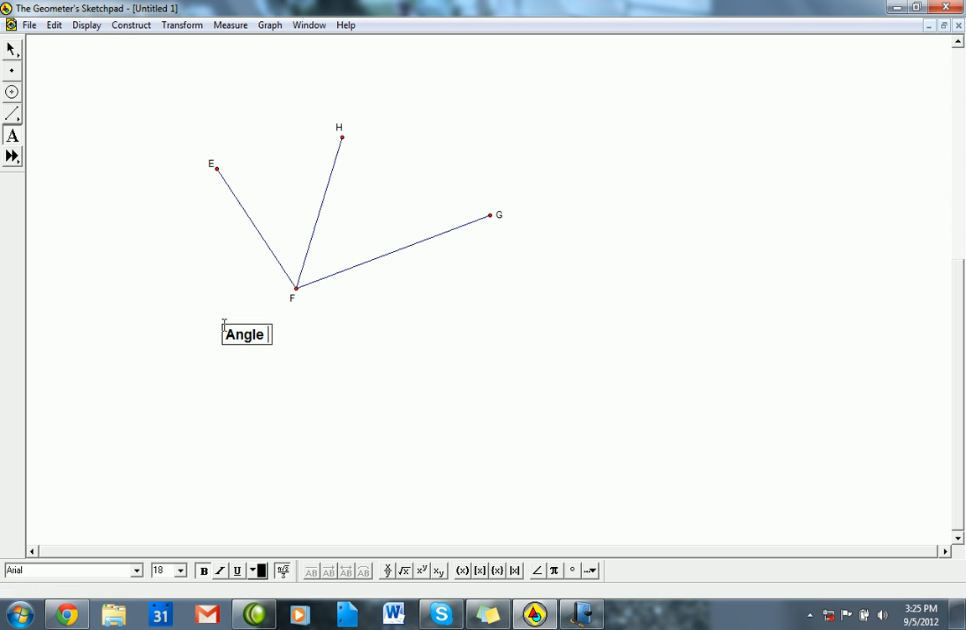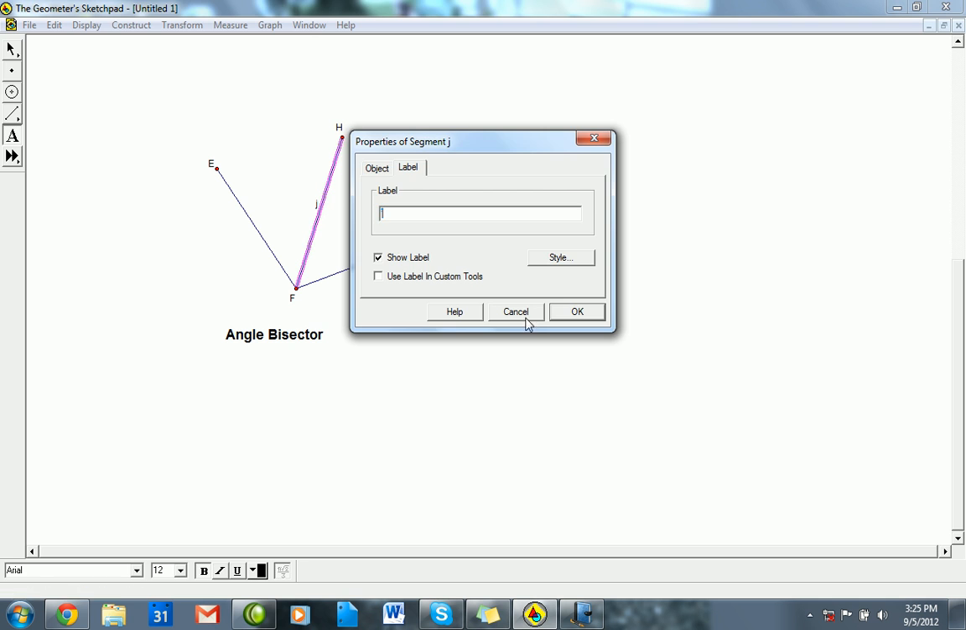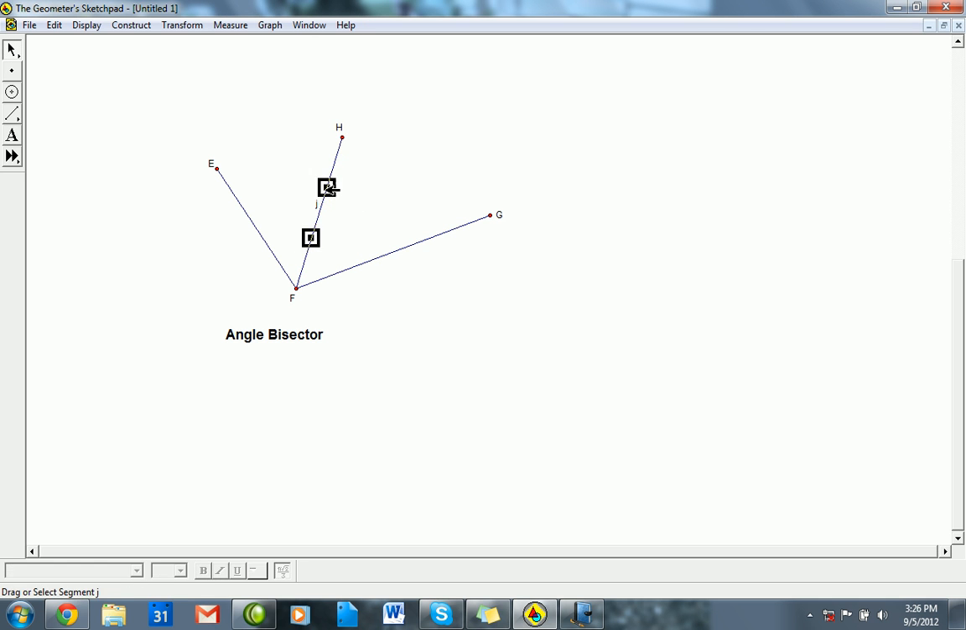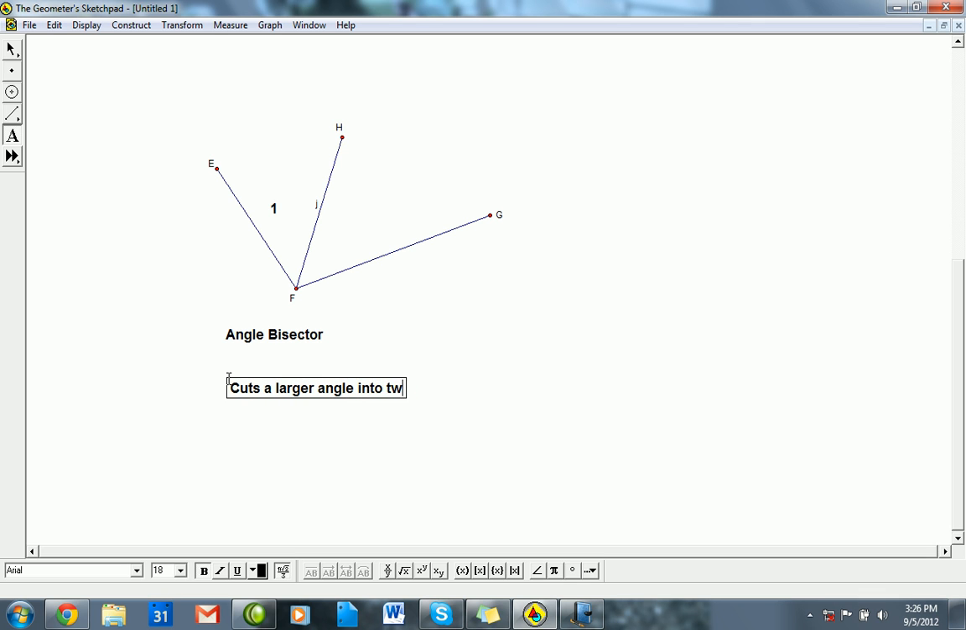So an angle bisector, in this case it's FH, is going to create, from the larger angle, two congruent adjacent angles. So I'm going to call that angle 1, I'll call that angle 2. So an angle bisector, let me see if I can write that out, is going to cut a larger angle into two adjacent angles that are of equal measure. And we'll talk about what equal measure means congruent later.